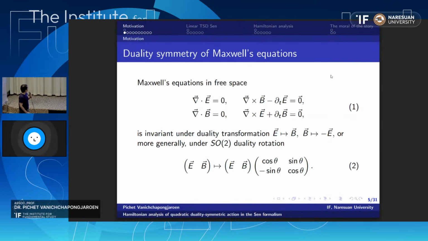As a motivation, what is a duality symmetry? Let's consider Maxwell equations in free space. This is invariant under the duality transformation from E to B and B to minus E. Or we may make an SO(2) duality rotation, some inner rotation, by having this matrix multiplied, and you will be able to see that Maxwell equations in free space are still invariant under this.